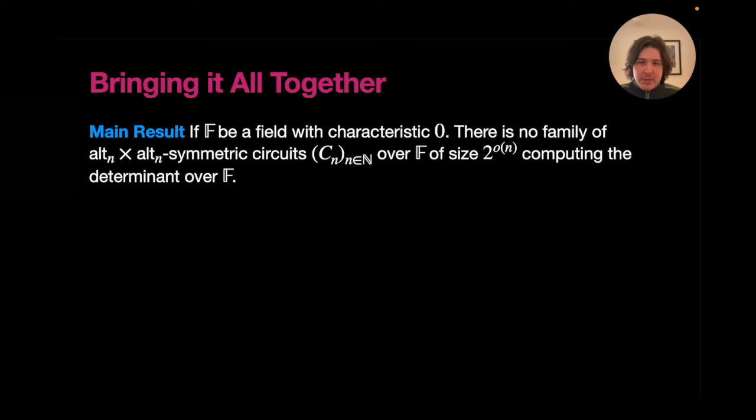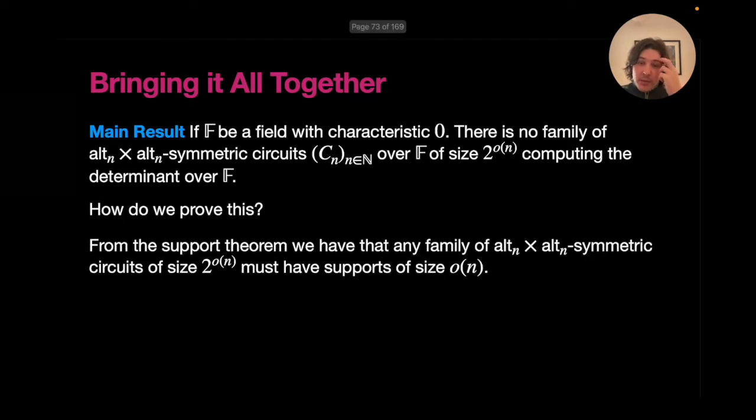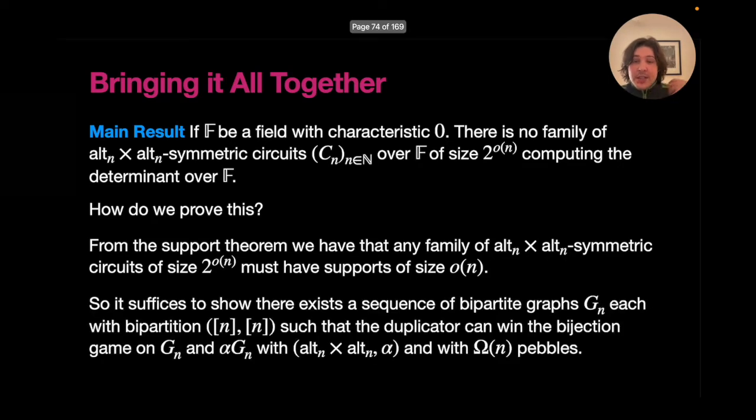So what does that mean if we bring it all together? Well, we want to prove this main result. How do we go about it? Well, from the support theorem, we know that any sub-exponential size family must have sublinear supports. So if we show that there's a sequence of bipartite graphs such that the duplicator can win the bijection game with a linear number of pebbles, then in particular, it follows that any circuit that's computing this family must be exponential in size.